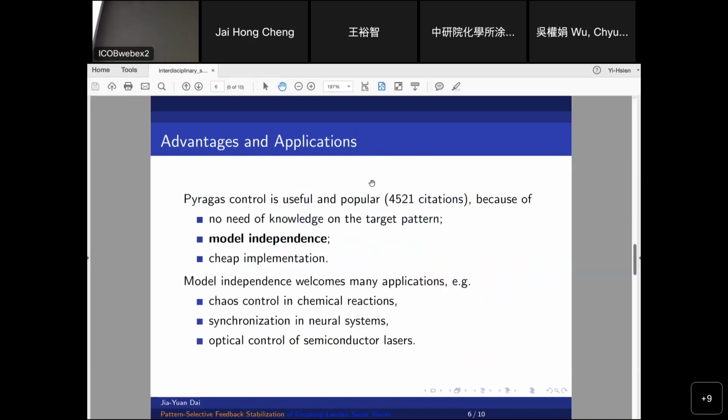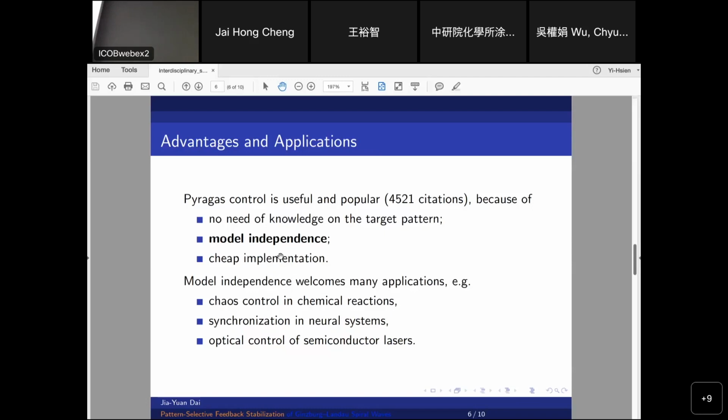So there are advantages and applications. Pyragas control is very popular, so there are so many citations. Why? Because you just need very little detailed knowledge of the target pattern. In the previous slides, you just need to tell me what period you want to have. And it's model independent, because remember, I don't really specify what the equation looks like. And its implementation is also cheap.